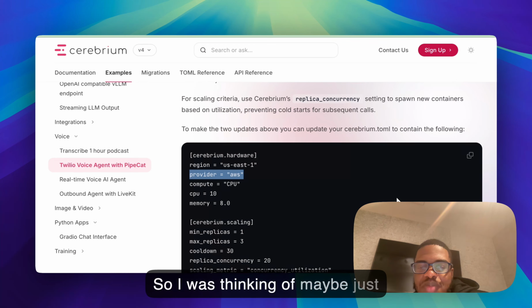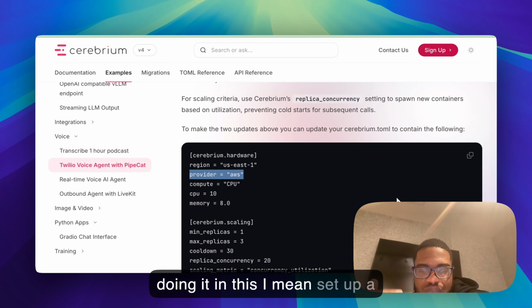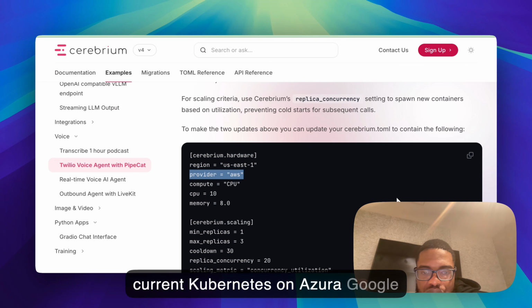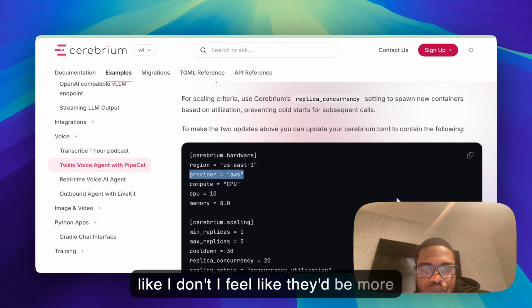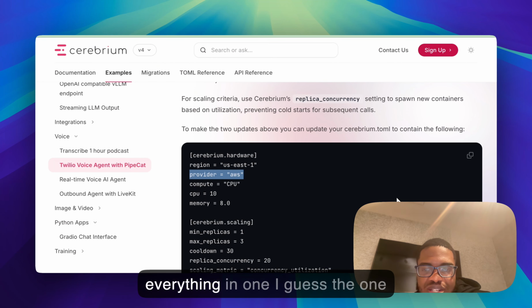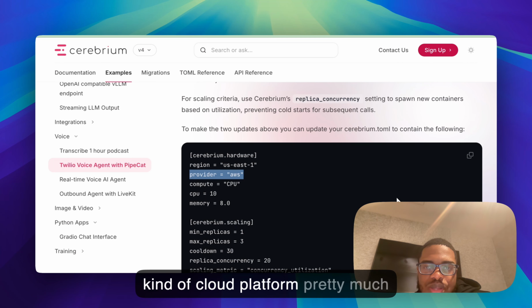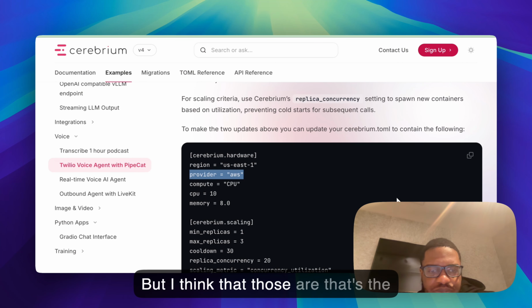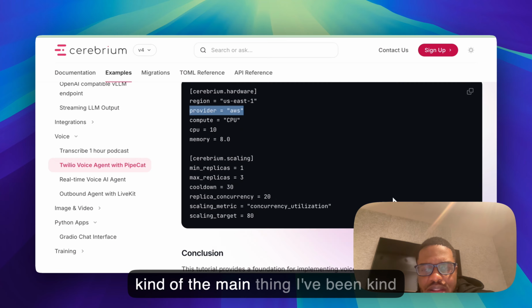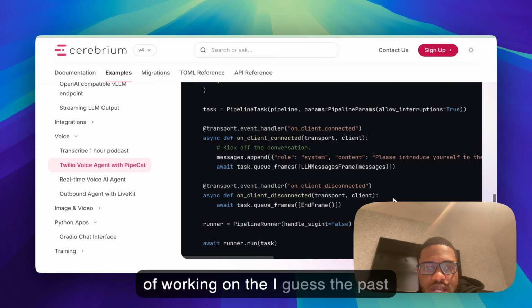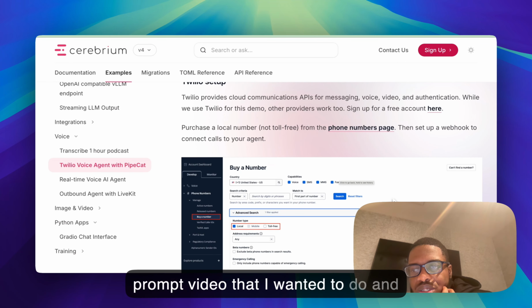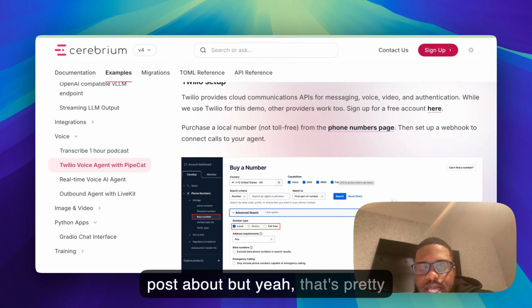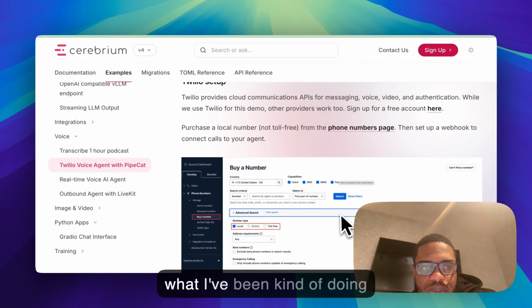So I was thinking of maybe just setting up Kubernetes on Azure or Google and doing that. Now, I don't know, that might be doing too much, so that's the issue. But I feel like that'd be more efficient, just having everything in one cloud platform. That's the main thing I've been working on for the past 3 days. I'm also finishing up a prompt video that I wanted to do and post about, but yeah, that's pretty much an overview of what I've been doing.